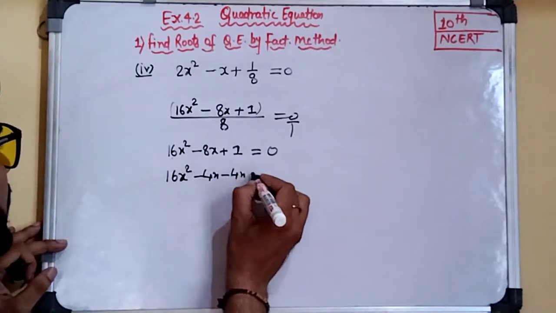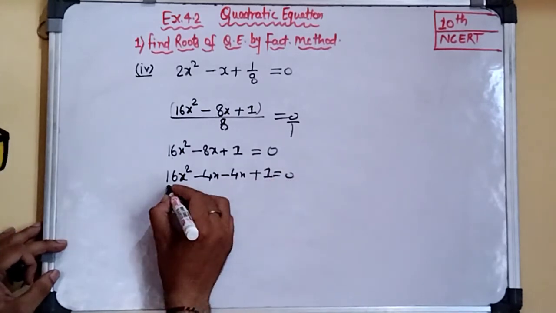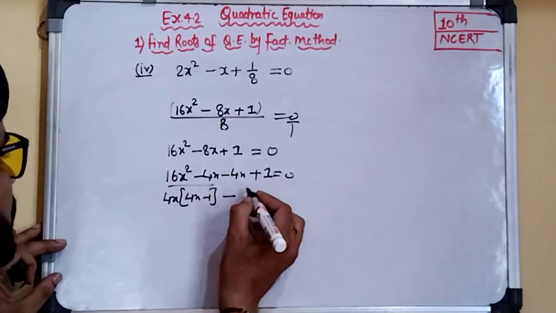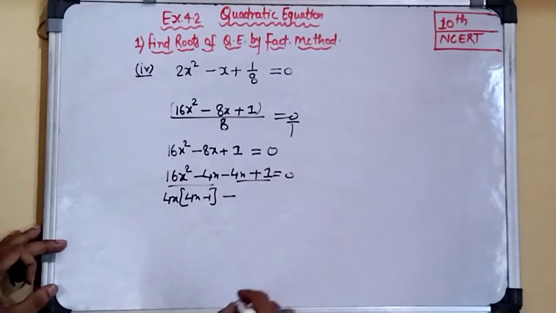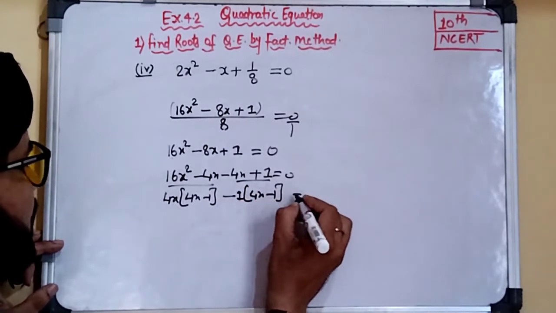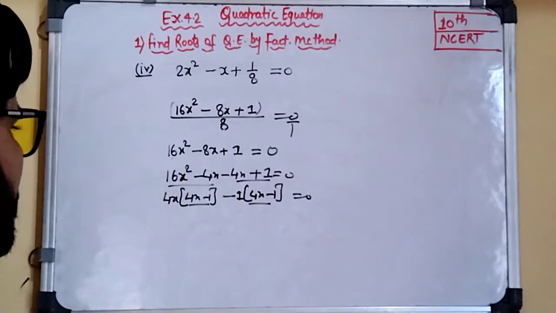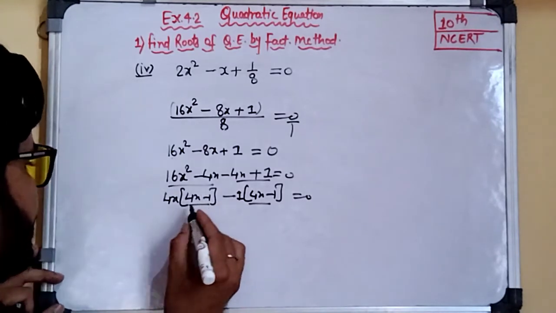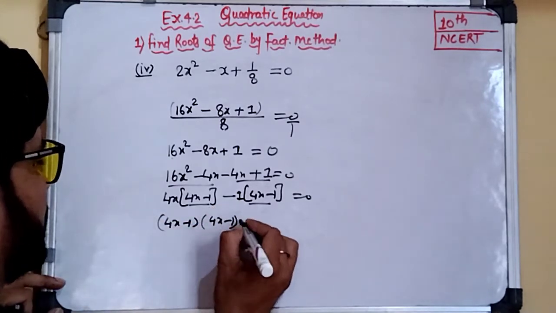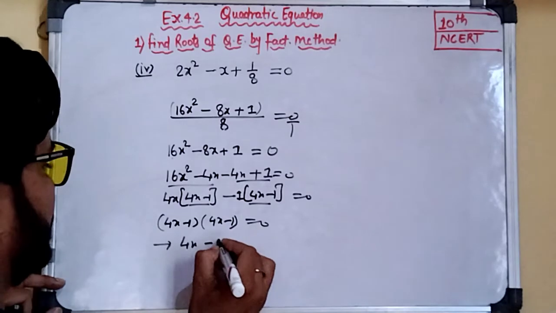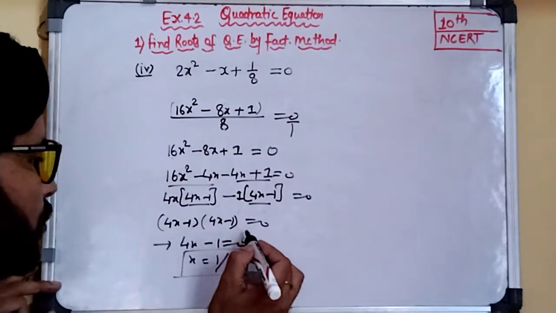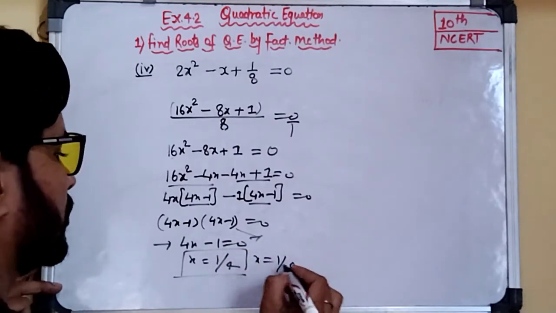So 16x square minus 4x minus 4x plus 1 is equal to 0. Take the common factor as 4x. Inside the bracket we get 4x minus 1. And again here there is no common factor, so we take minus 1 common. Inside the bracket we get 4x minus 1. This factor and this factor should always be the same, otherwise your answer will not be right. 4x minus 1 in the second bracket also. If we take 4x minus 1 is equal to 0, then we get x is equal to 1 upon 4. And from the second one we get the same, because the factor is same.